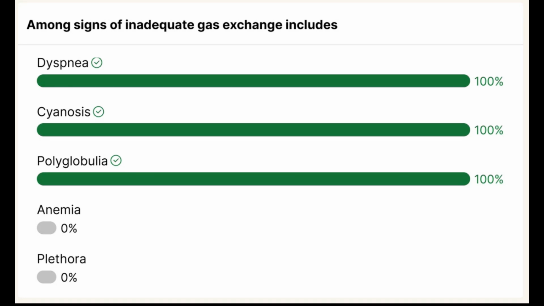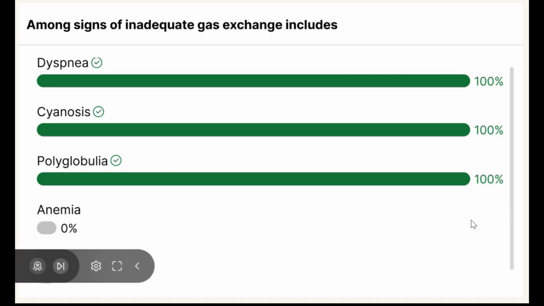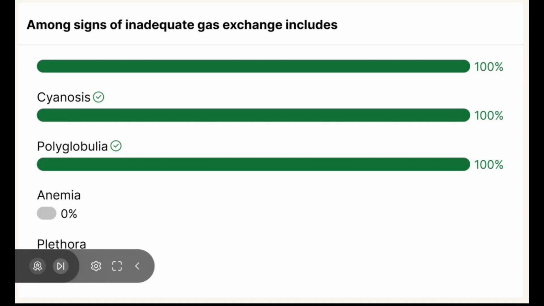The reason why inadequate gas exchange leads to polyglobulia is that it's a compensation mechanism by the body where there's hypoxia, and the body compensates by producing more red blood cells in hopes that they would carry more oxygen, if that makes sense. As a consequence, you have an increased amount of hemoglobin in the blood, and therefore it leads to polyglobulia. So it doesn't lead to anemia, because it doesn't make sense for the body to decrease the amount of hemoglobin, the oxygen carrying molecule, when there is a state of hypoxia.